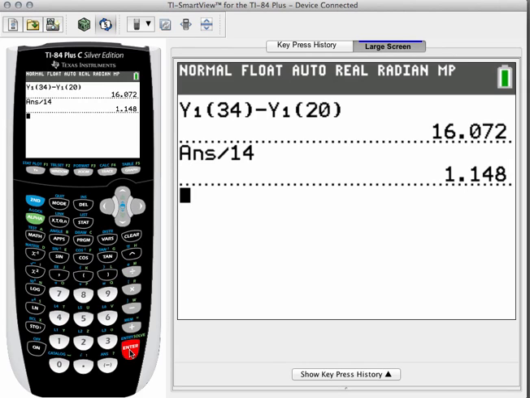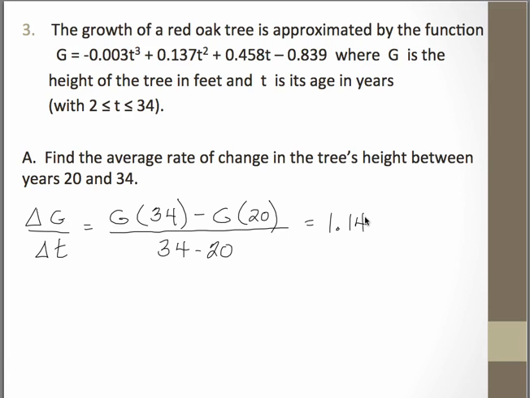Nice value. We don't even have to store that. We can just use that as it is. So 1.148. So that would be feet per year. Again, it makes sense that it's positive because obviously the tree is going to be growing, not shrinking, as it gets older. So that very much makes sense.